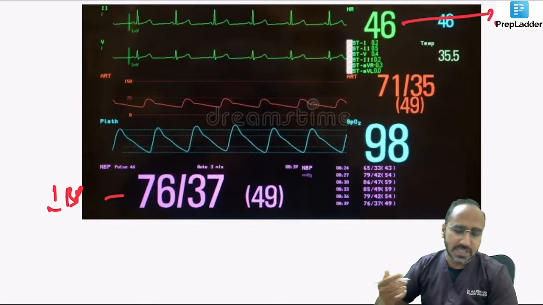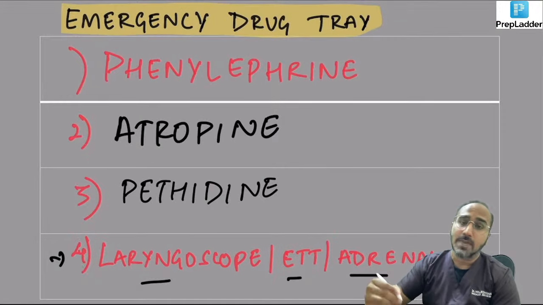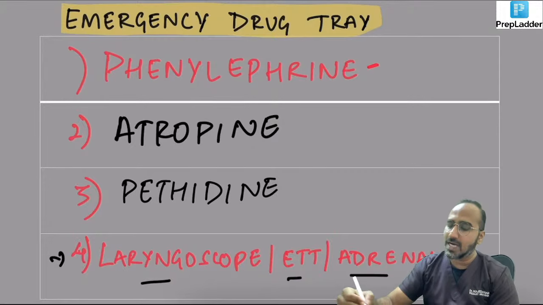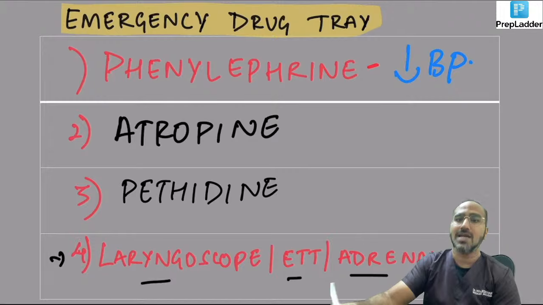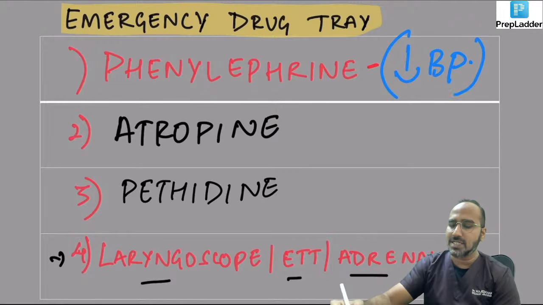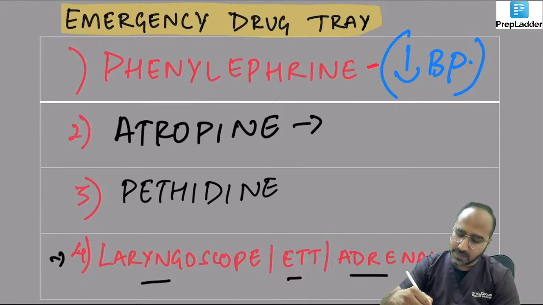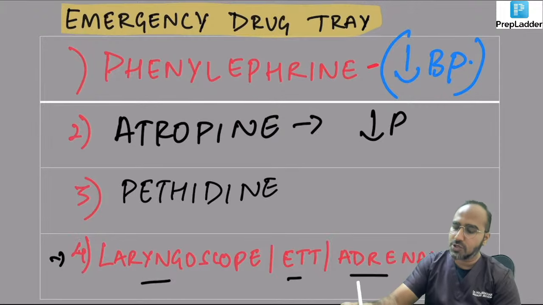So I'll prepare an emergency drug tray where I'll be keeping some drugs, guys. What drugs I'll keep? I'll keep a drug called phenylephrine. Why am I keeping phenylephrine ready? Because remember, the most common complication of spinal anesthesia is hypotension. For hypotension management, the best drug is what, guys? Phenylephrine. The second drug that I keep ready is atropine. The second complication of spinal anesthesia is what, guys? Remember, the most common complication is hypotension. Second is bradycardia. For bradycardia, I manage with atropine.